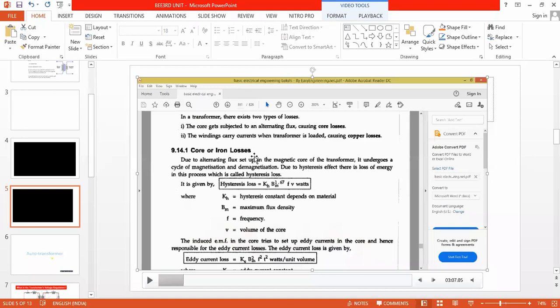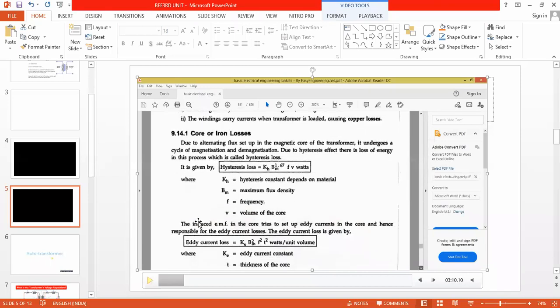Sir, what are these losses? Now you see, I'm showing the formula for the eddy current loss. There are two types of losses. First loss is core loss or iron loss or magnetic loss or constant loss. Again, this core loss is divided into hysteresis loss and eddy current loss. Sir, which one is important?